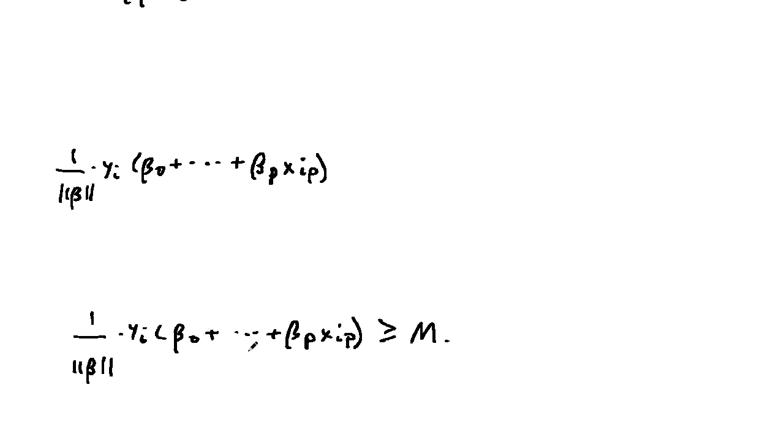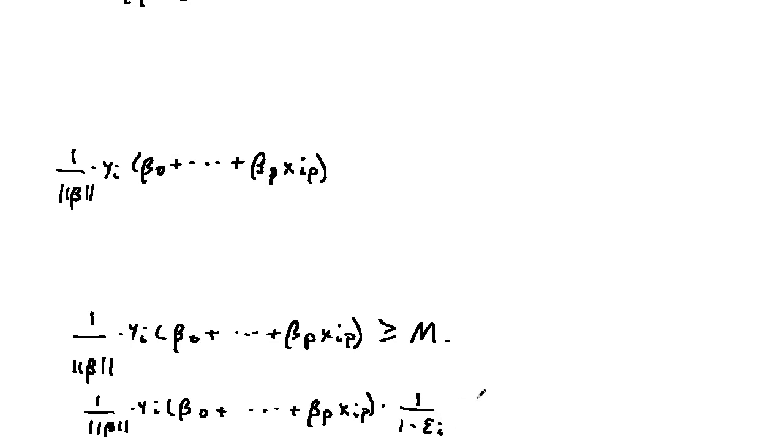We can rewrite this as 1 over the norm of beta times y_i times this, times 1 over 1 minus epsilon i, is greater than or equal to M. Okay, because epsilon sub i is just 0. Okay, so this is the same as this.